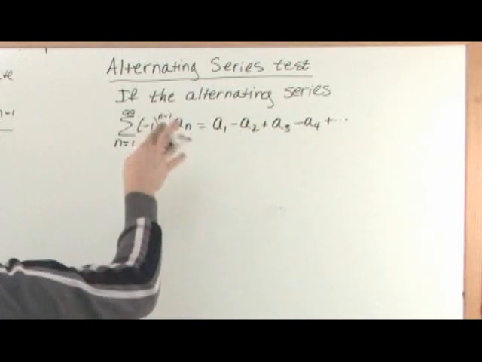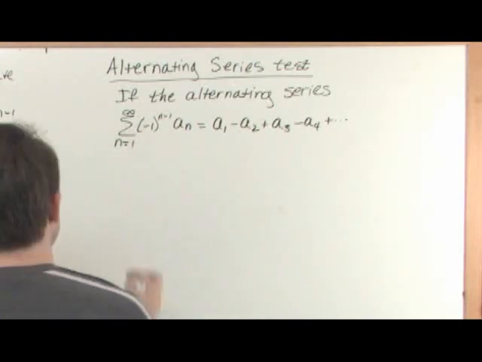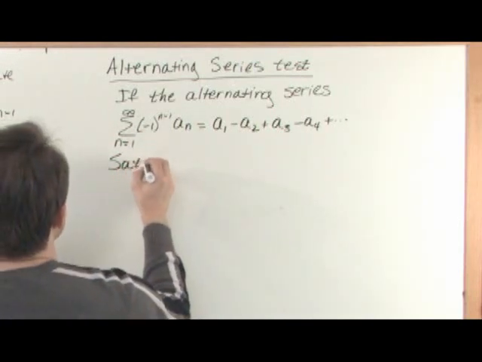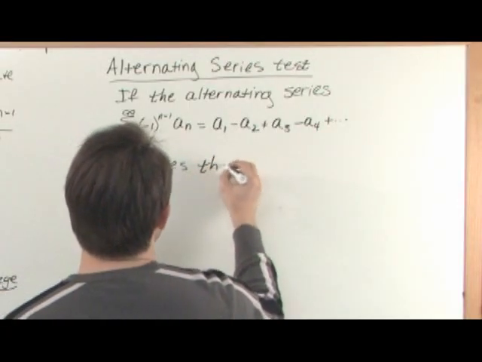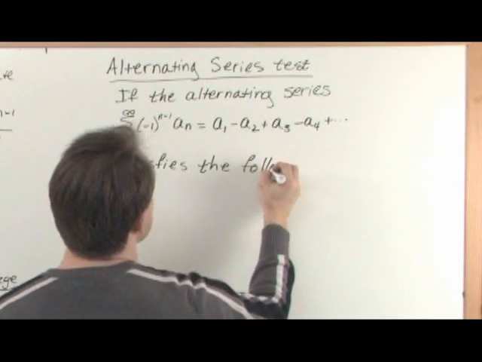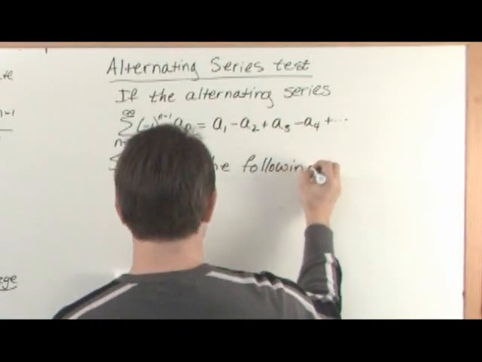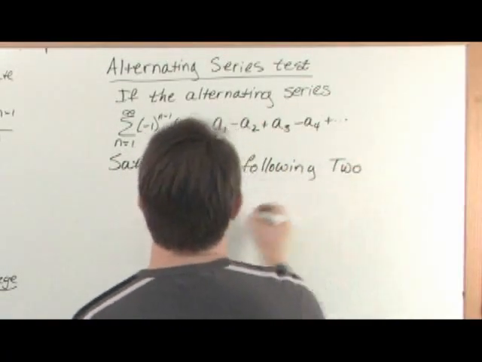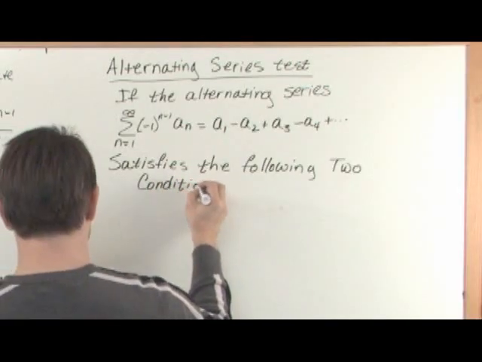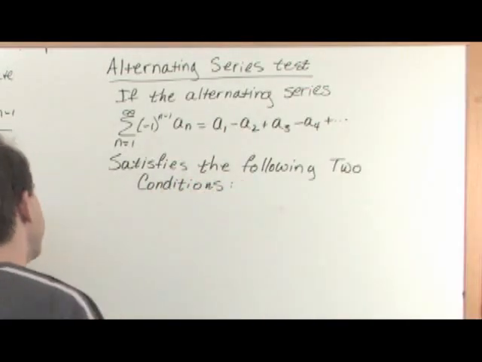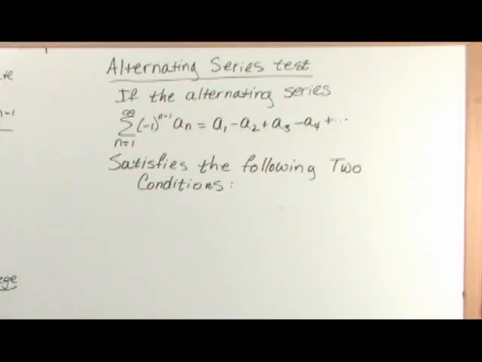So if the alternating series, which can be written like this, satisfies the following two conditions, what we're going to say is if the series satisfies the following two conditions, then it will show that it does converge.